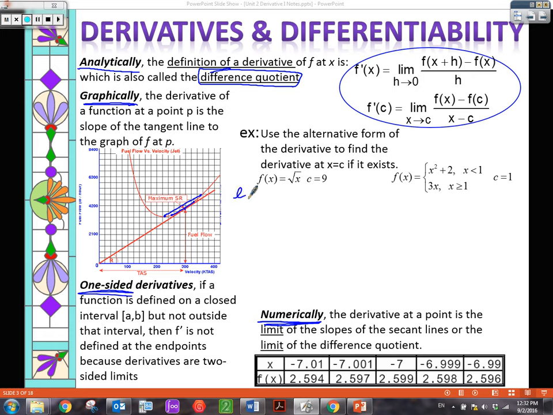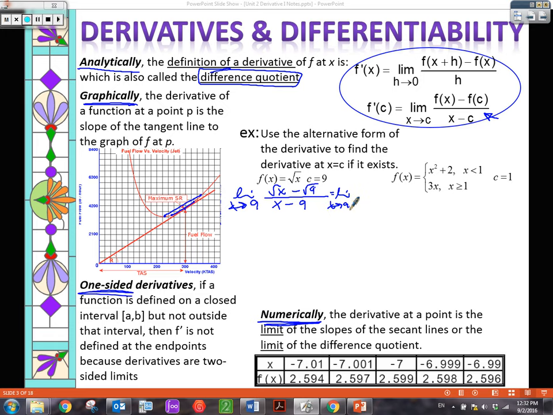So let's do that. We have the limit, and we're using this particular one. They want us to use the alternative form. The limit as x approaches our c value, which is 9, as x approaches 9. And we have a fraction. It tells us to put the function first. The function is square root of x. Then it tells us to subtract the function at the c value. So I'm going to subtract the function at the c value. And in the denominator, we're supposed to put x minus c. We are just filling in the formula. Once we have the formula filled in, it's simply a limit that we have to solve. So let's do that.